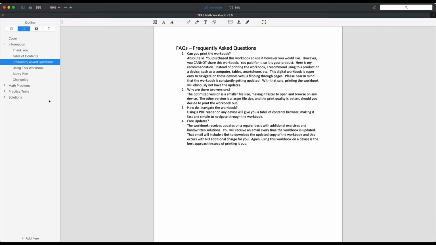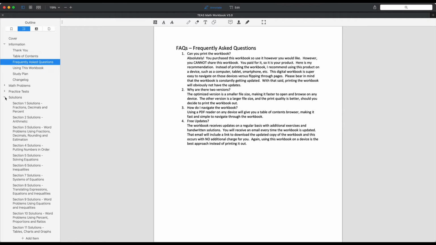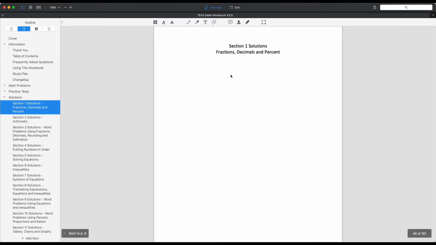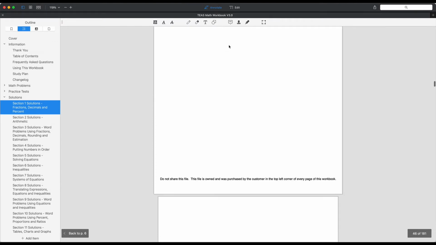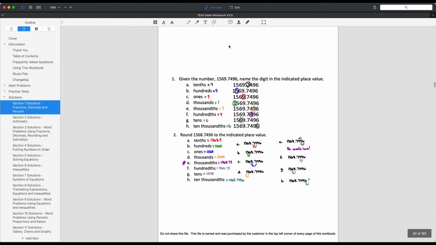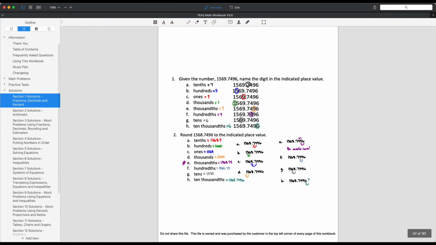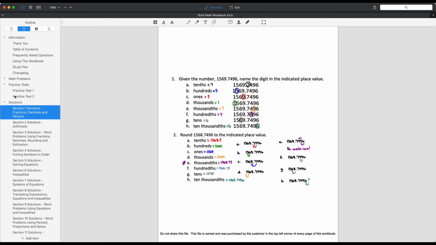Navigating the workbook like I'm doing over here, the solutions are just as easy to get to. For example, that section 1 we saw a moment ago, we jump straight to it, and then you have your handwritten solutions. And there are also 2 practice tests inside of the workbook.